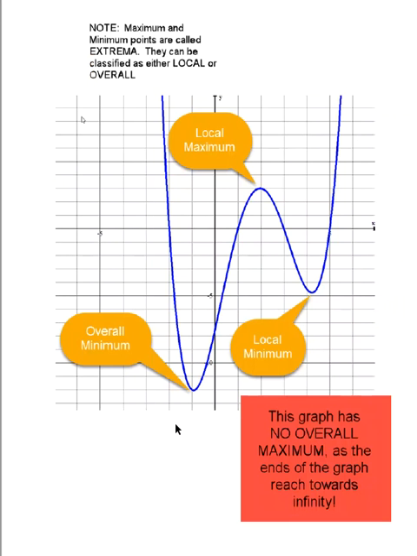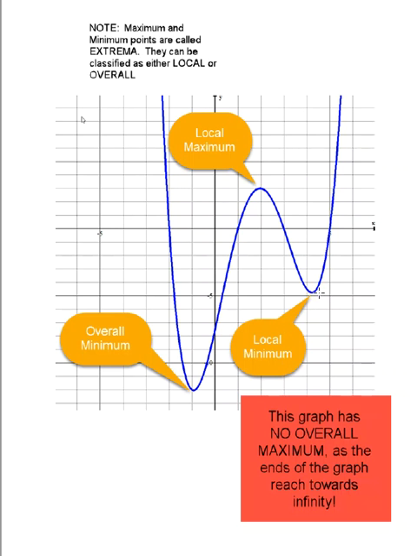Maximum and minimum points are also called extrema, and they can be classified as either local or overall. So I'll give you an idea of how we figure it out. Here, this one is called an overall minimum, my bad. It's called an overall minimum because it is the lowest point on the graph. The graph doesn't get any lower anywhere else.